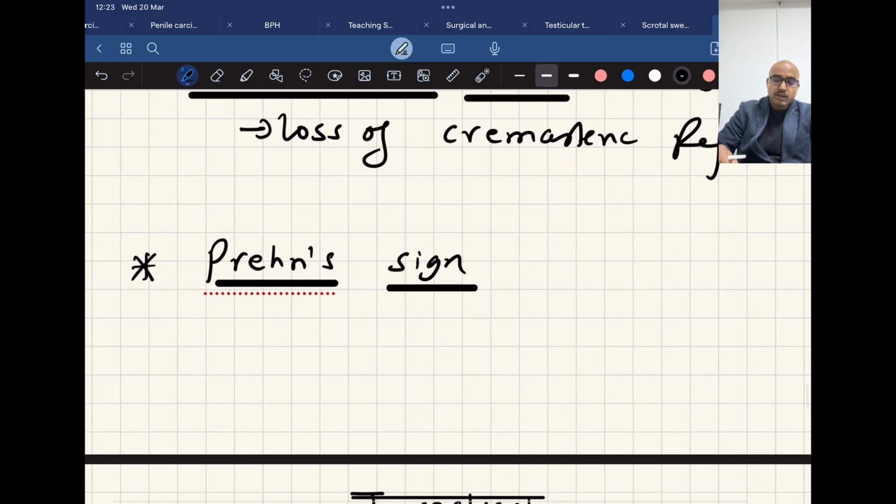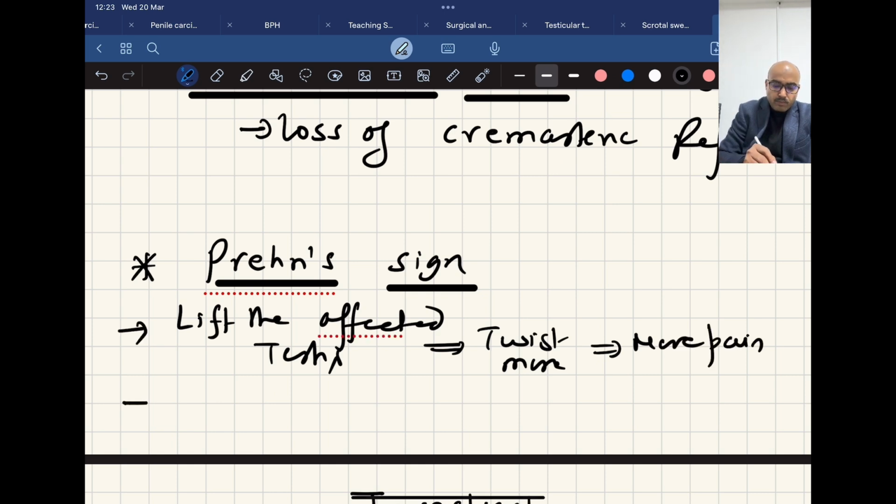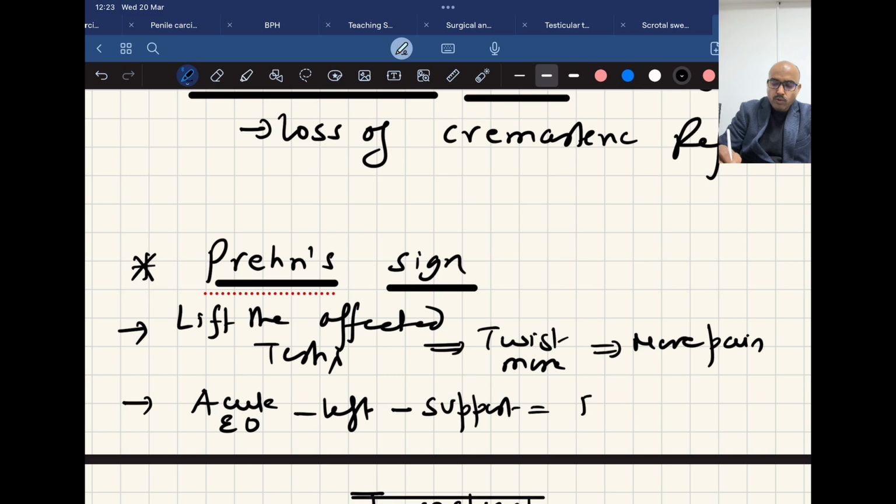Prehn sign is very understandable. If you lift the affected testis, what will happen? It will twist more, such that it will cause more pain. Usually, if there is an inflamed testis, like in the case of acute epididymitis, if you lift it, it will support it. That support will decrease the pain.